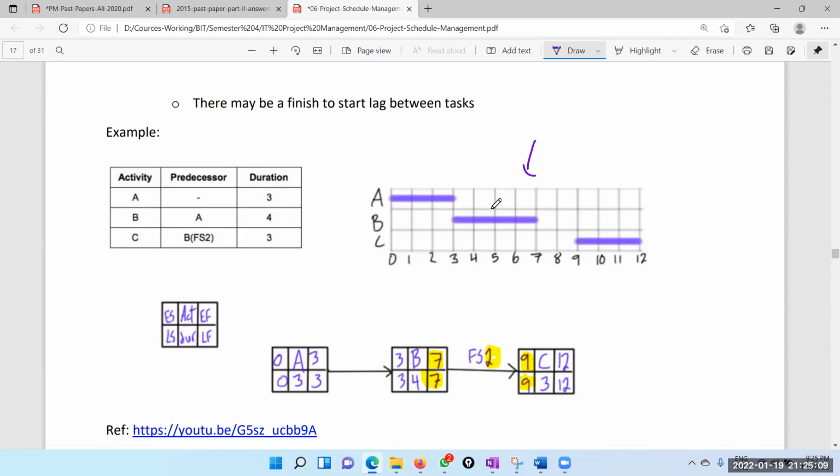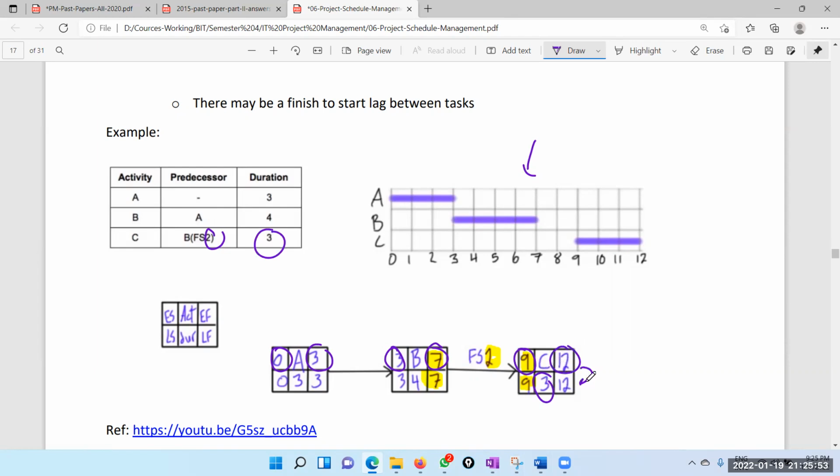Now let's draw the activity on node diagram. So this is 0 because it's earliest start and earliest finish. Duration is 3, 0 plus 3, 3. Only concentrate on the forward pass. So this is normal finish to start. So therefore we can just say 3, and task duration is 4, 3 plus 4, 7. And this is again finish to start, but there's a lag time of 2, right? So therefore I have to add that, 7 plus 2, 9. And then the task duration is 3, 9 plus 3, 12.